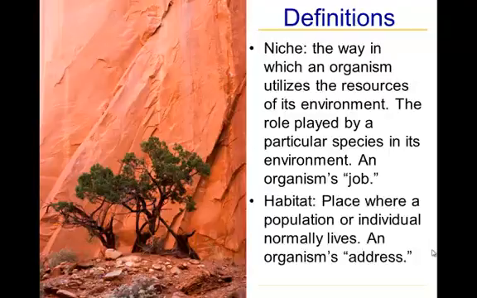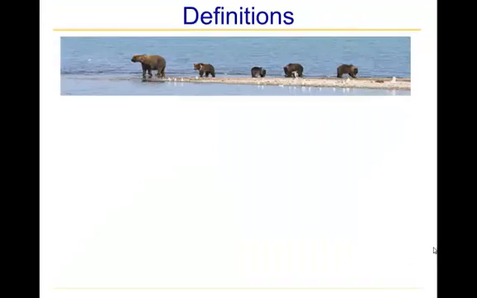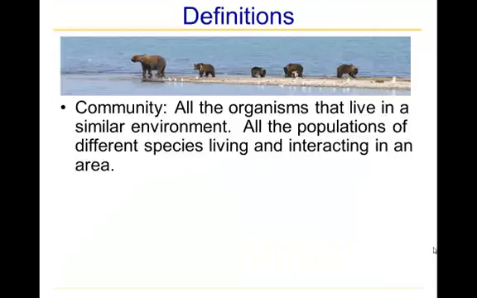If we look at the next term, that would be habitat, and the habitat is a place where an organism or a population of organisms typically live. The third grade version would be, this is the organism's address, if you will. Continuing on with these introductory definitions, community. Community is all the organisms that live in a similar environment.